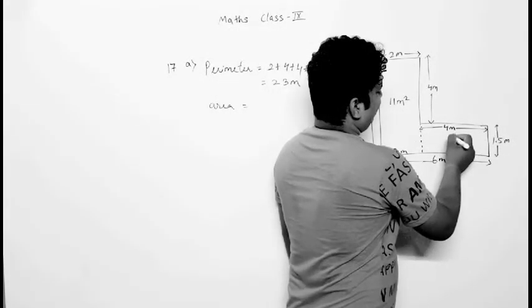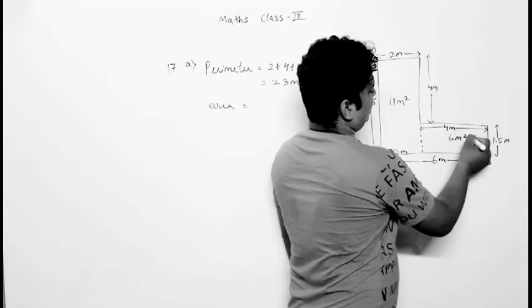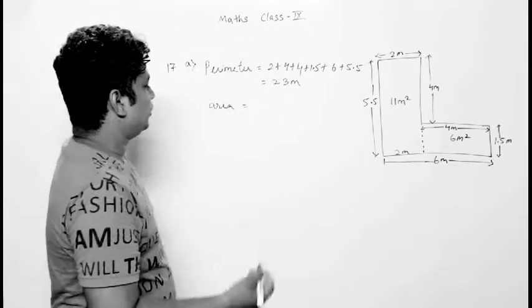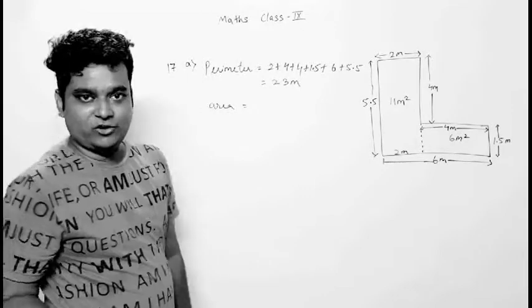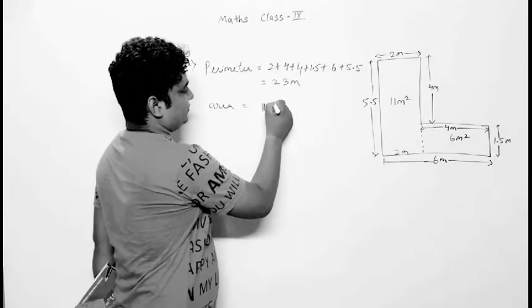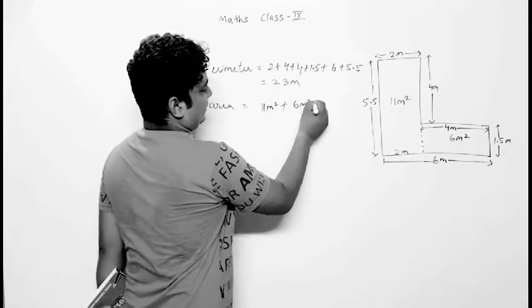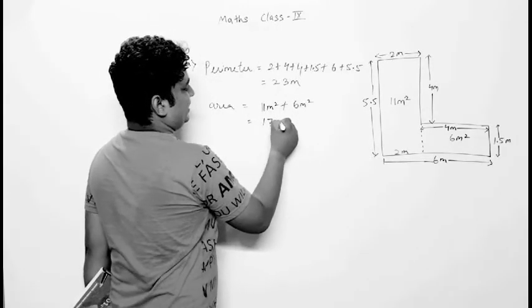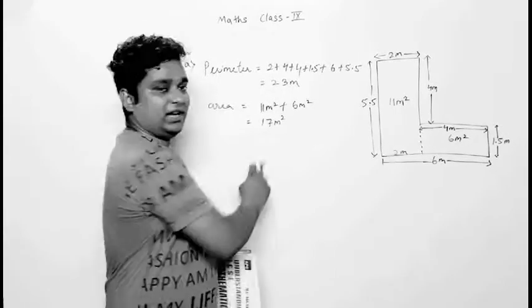So when we multiply this, we will get 6 meter square. So this is the area. To find the total area, we will find the areas individually, and after that we will add 11 meter square plus 6 meter square. That equals 17 meter square. So this was the area of this particular figure.